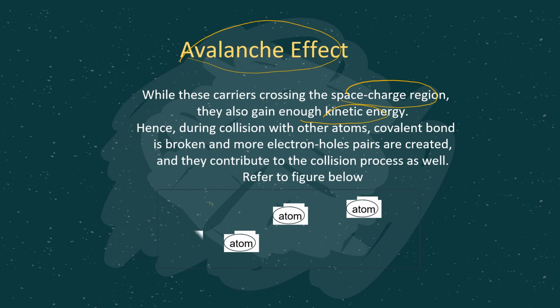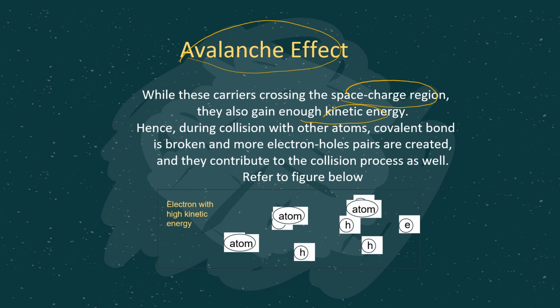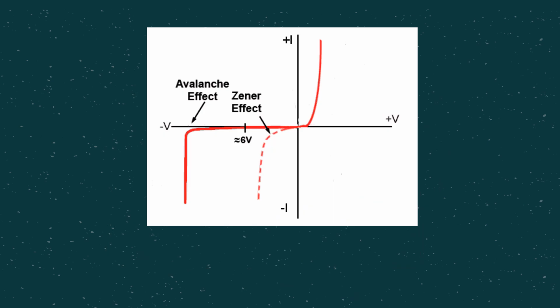So what will happen, if you see from here, electrons with high kinetic energy will collide with other atoms. As you can see, it will cause many other free electrons and holes to be created inside the atomic structure. Obviously this will contribute to more collisions in the future, then more and more free electrons and holes, which will contribute to the current. As can be seen here, the Zener effect occurs at low voltage, as compared to the avalanche effect, which occurs at much higher voltage.